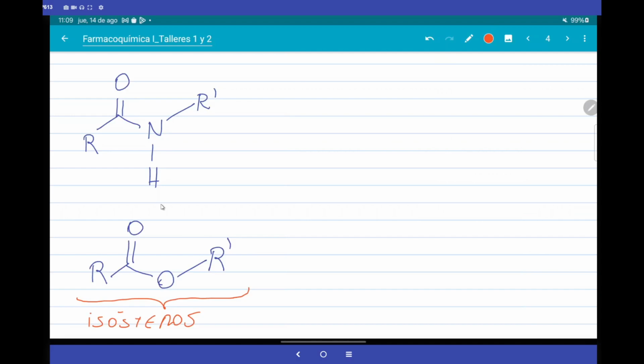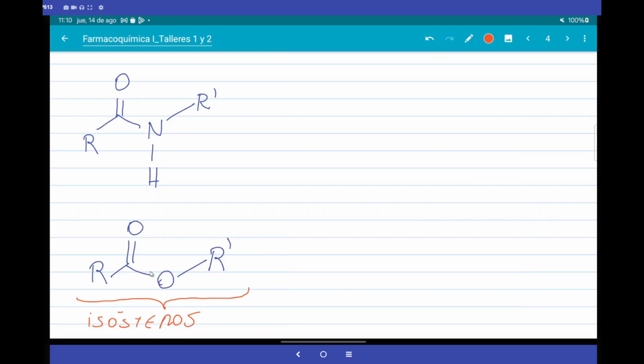We then have here the amide and the ester, and among themselves are groups that in medicinal chemistry are called isosteres. Now, do not confuse this concept of isosteres or isosterism with the concept of isotopes, or the concept of isobars, for example. It has nothing to do with it. They are isosteres that have a similar chemical behavior, and that is an important concept.